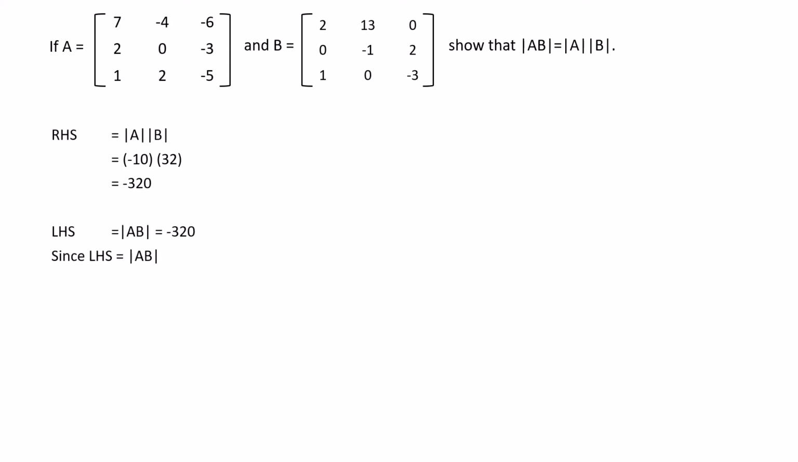Since the left-hand side, which is the determinant of the multiplication of matrices A and B, equals negative 320, which equals the determinant of matrix A multiplied with the determinant of matrix B, the right-hand side. Therefore, the determinant of the multiplication of matrices A and B equals the determinant of matrix A multiplied with the determinant of matrix B is shown.